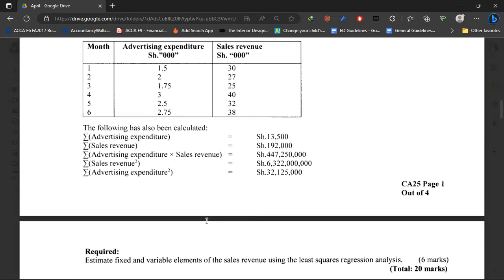So you're being told to estimate the fixed and variable elements. That is A and B. And when you look at that question, part of it has already been done. So it means the examiner has already given me an easy way to do this question. But the problem is, which is my X and which is my Y? I just want Joy to try. Which one is my X? Which one is my Y? Between the advertising expenditure and sales revenue.